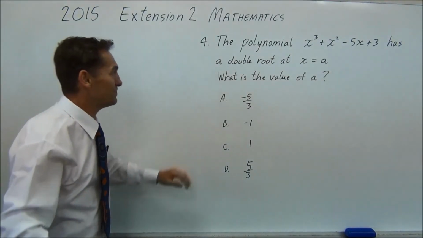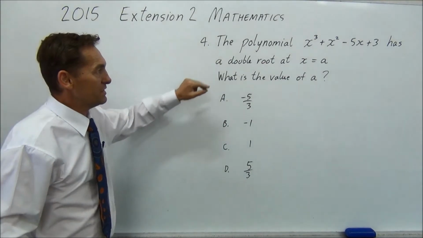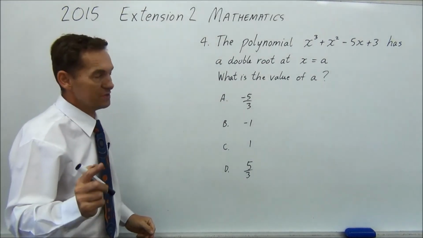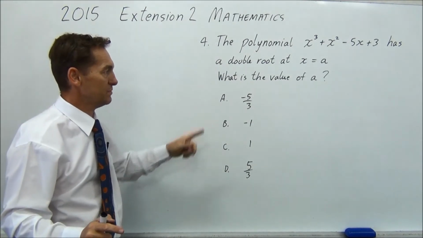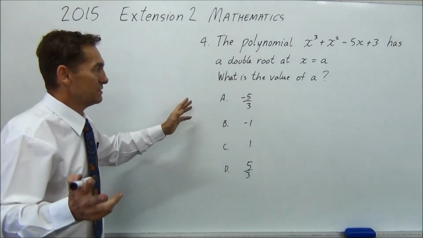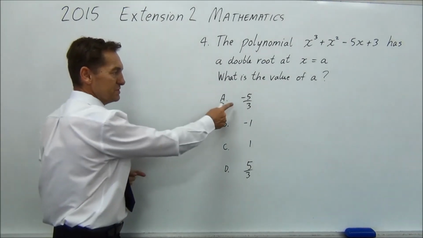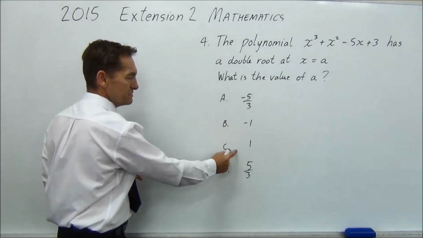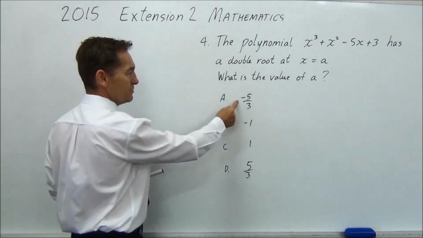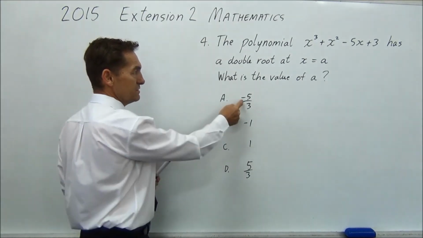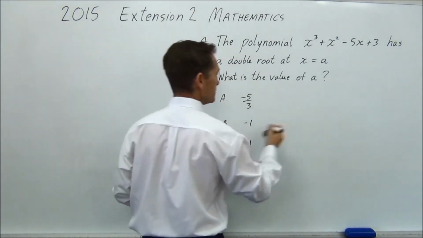G'day, question 4. The polynomial x cubed plus x squared minus 5x plus 3 has a double root at x equals A. What's the value of A? Two ways to do it. First way is put each of these into that equation. And what you happen to find is if you put them one at a time into the equation, you put that in, you end up with 0.